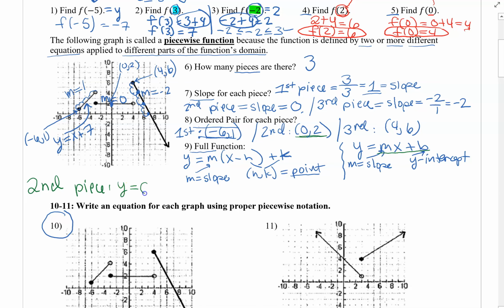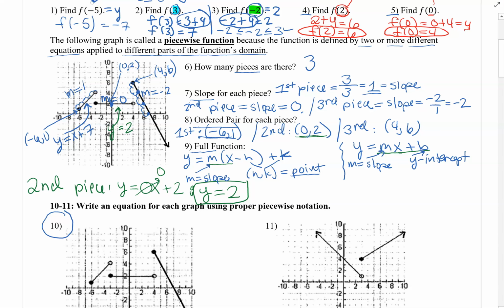And so when I do that, I plug in 0 for my slope, and then I have 2 as my y-intercept. The x disappears out of the equation because notice in both of these, the HK form and the slope-intercept form, the m is getting multiplied to x. So if m is 0, it's going to take the x away. And so my equation for the second piece is just y equals 2. So that's the equation for the second piece.